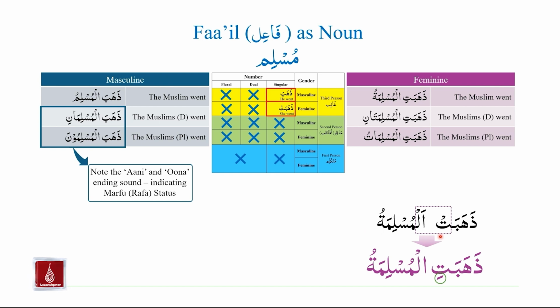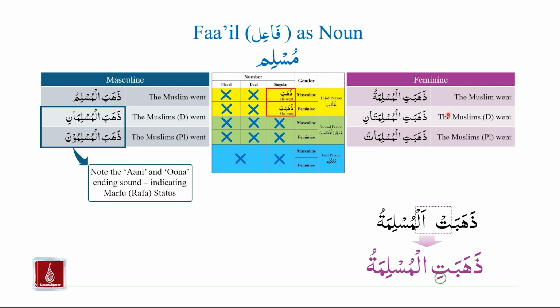The rule for pronouncing Zahabat Al-Muslimatu in continuation is to put a zair on the last letter of the word preceding Hamzatul Wasl. So we have Zahabatil Muslimatu. The Muslims went, referring to feminine Muslims and dual number. Zahabatil Muslimatani. Focus on the ani ending sound. The Muslims went, referring to feminine and plural. Zahabatil Muslimatu. Please notice the atu ending sound.